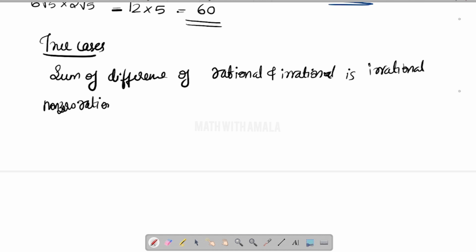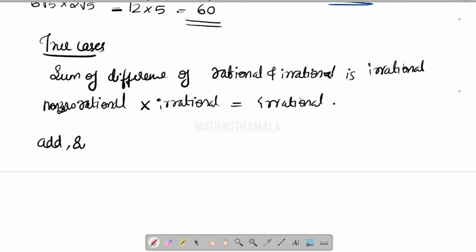Next case is multiplication of a non-zero rational with an irrational number. Why do we take a non-zero rational? Which means if we take a zero rational multiplied with an irrational, the result will always be 0. No doubt, because it's multiplication. So we have to take here a non-zero rational multiplied with an irrational, then the result is always irrational.